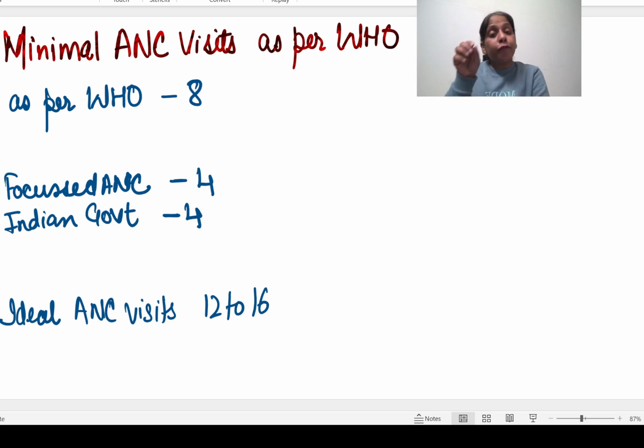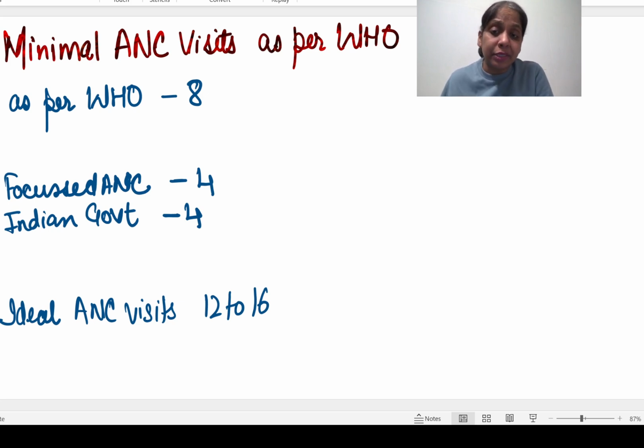Okay, if the word focused is there or if 8 is not in the options, then you have to choose 4 visits. If 8 is in the options and the word focused is not there, then you have to choose the 8 option. Okay, the India government also says that only 4 antenatal visits are a must.